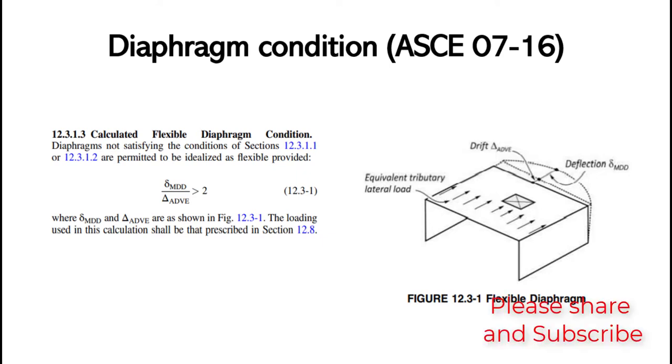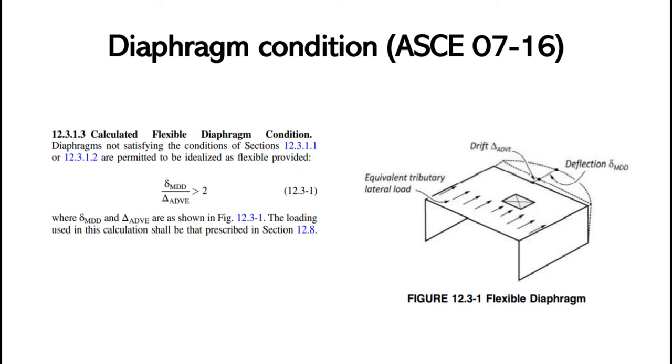So here you can see that there is a cutout in this slab. All you need to do is determine the average displacement of this entire diaphragm. Average displacement means you take the four corner nodes, calculate the displacement, and then average them out. You will get the average displacement of the entire diaphragm and also the maximum displacement of the diaphragm edge, that is the chord. You just determine the ratio of the maximum deflection to the average displacement. If it is greater than 2, then you are permitted to consider it as a flexible diaphragm.